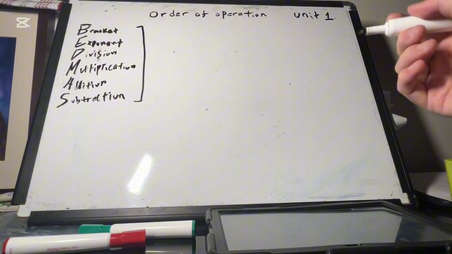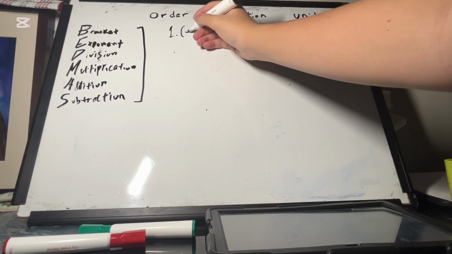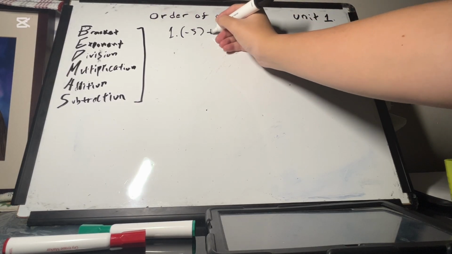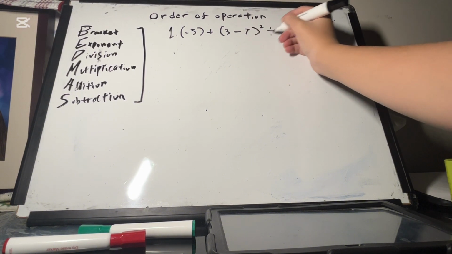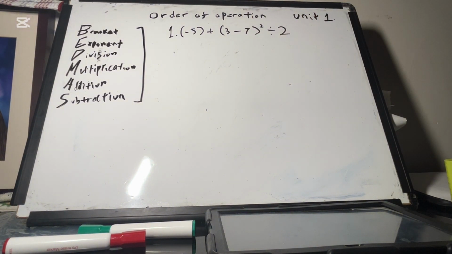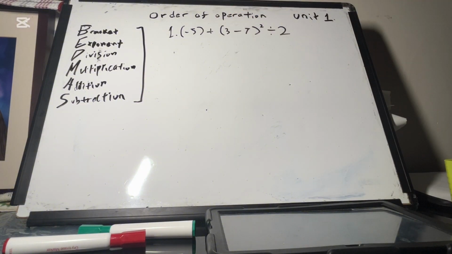So let me begin with one small question, and that is -5 plus (3 minus 7) squared divided by 2. So in grade 8, you probably would have seen something like this. We're just expanding on it. This is a very beginner or entry-level question. And so out of all of this, what are you going to solve first?